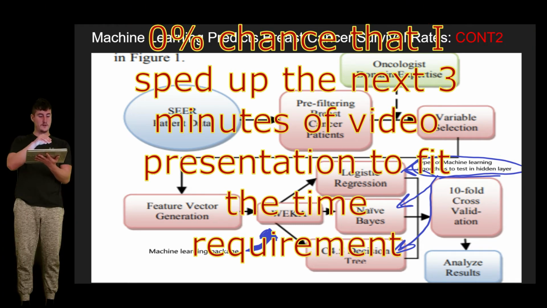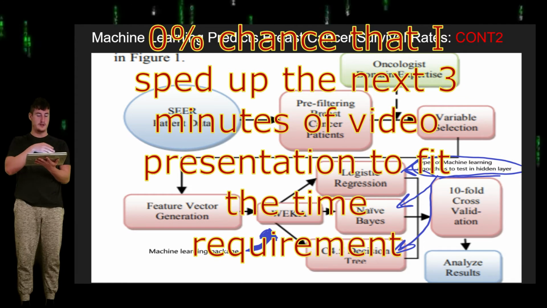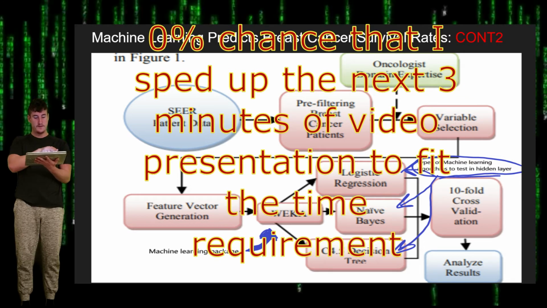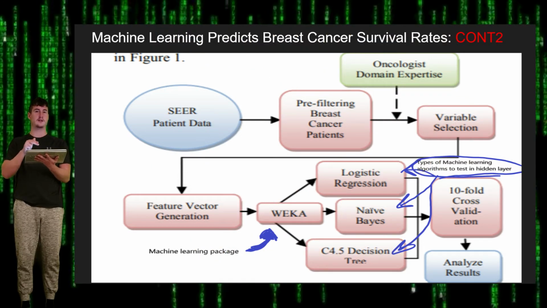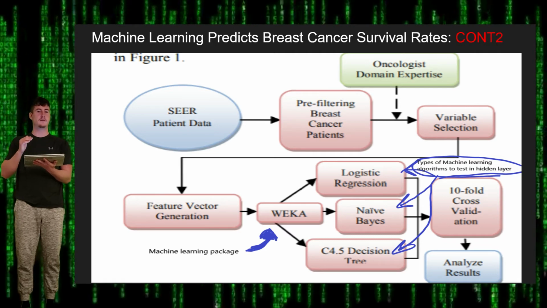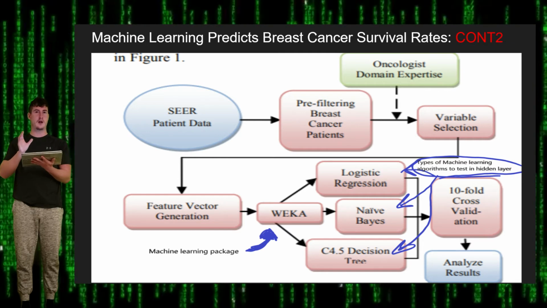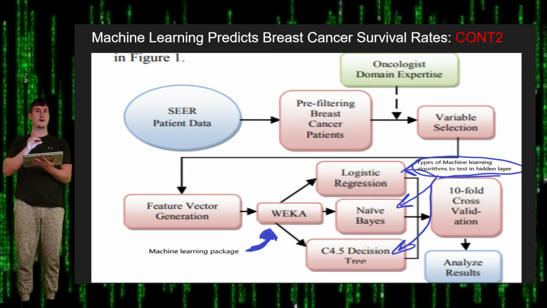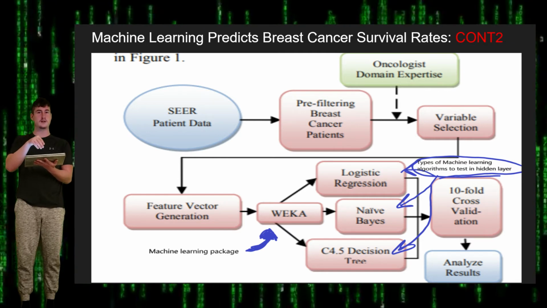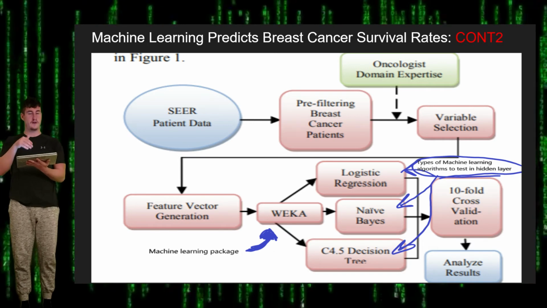So first we have the SEER patient data, which is the database of all of the information on the patients. Next, it moves into a pre-filtering breast cancer patient process. What this does is eliminate all the people who don't have cancer and all the misnomers and all the outliers. So we just have a chunk of people and their data that have cancer so that we can use this machine learning algorithm to predict their survivability rates.